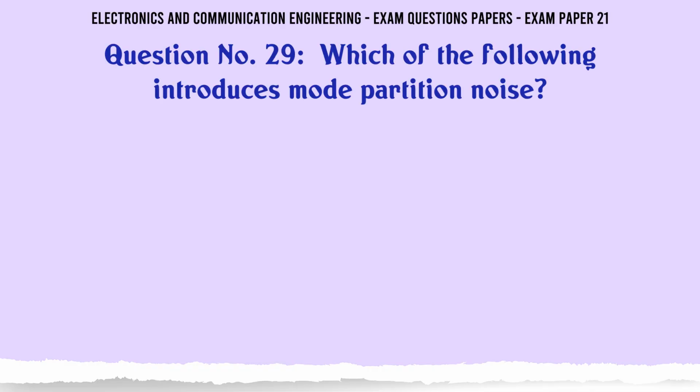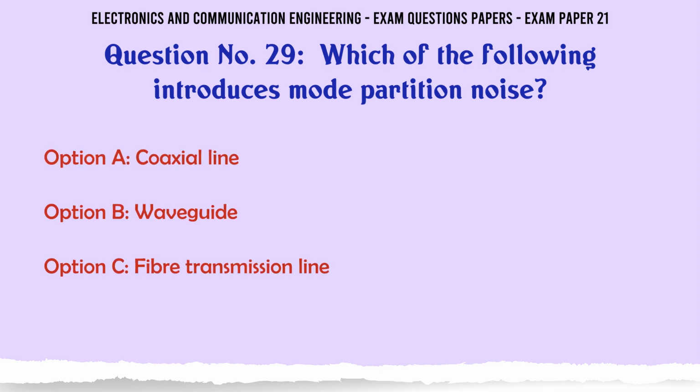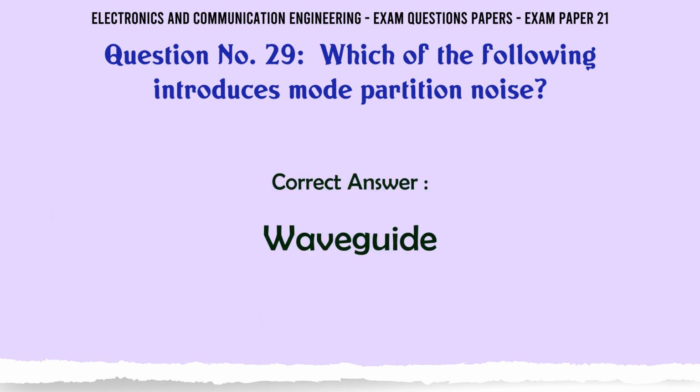Which of the following introduces mode partition noise? A, coaxial line; B, waveguide; C, fiber transmission line; D, both coaxial line and waveguide. The correct answer is waveguide.